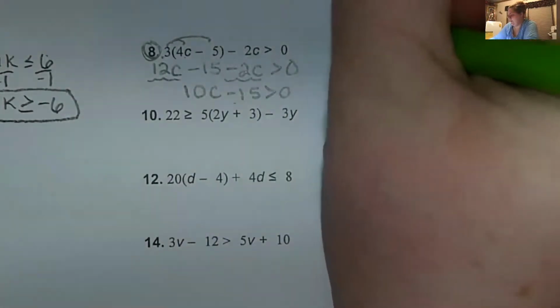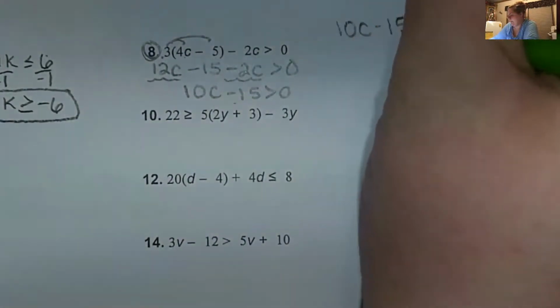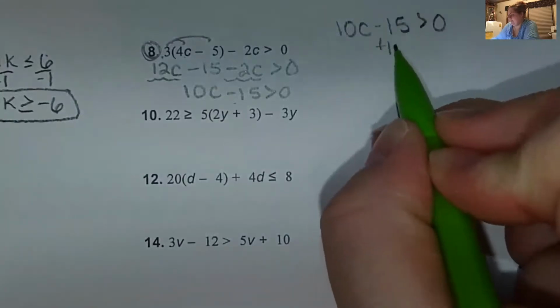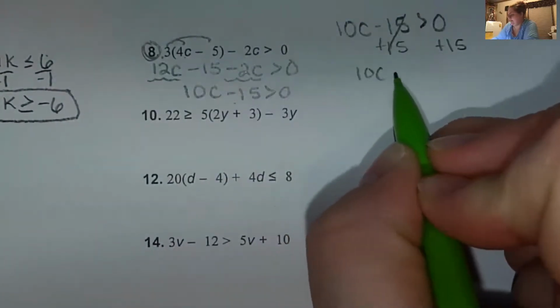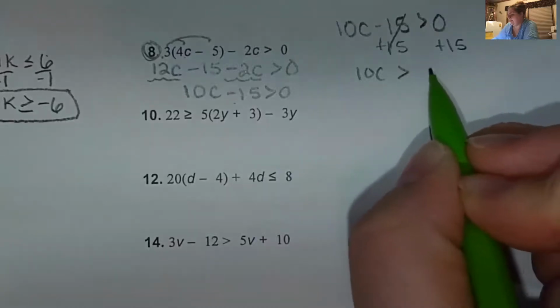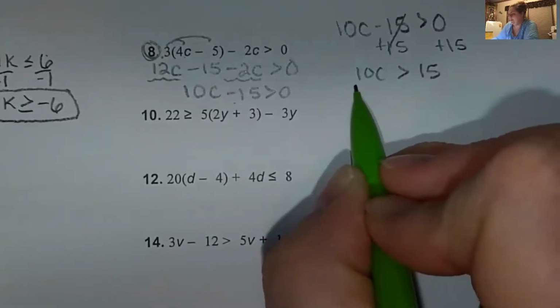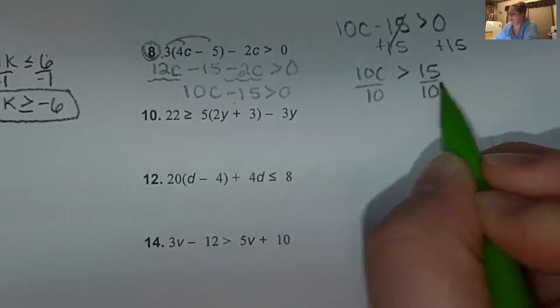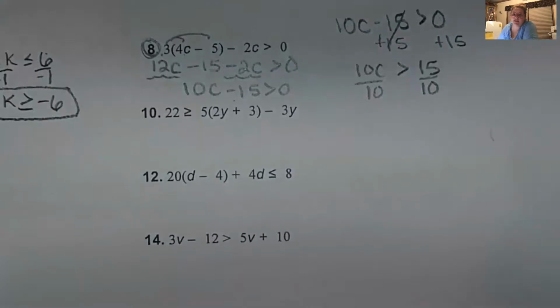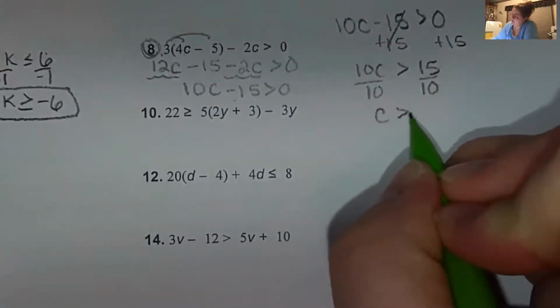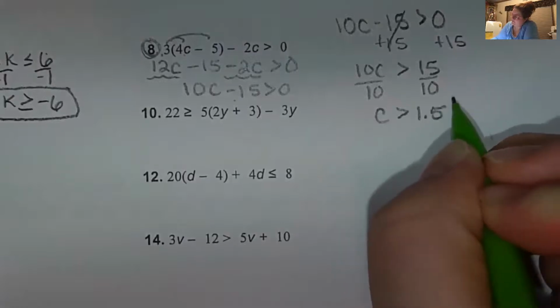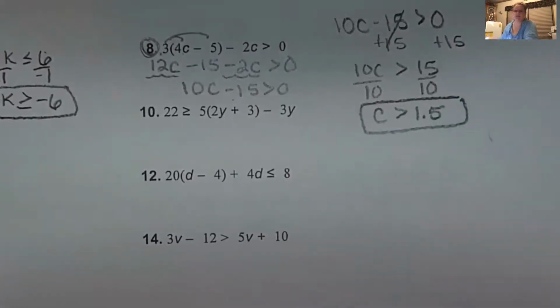Okay, I got to get c by itself, so I need to add 15 to both sides. I'm going to rewrite that up here. I'm going to add 15. Whatever I do to one side, I have to do to the other. So I have 10c less than 15, divide by 10. It's okay to get decimals on this, just so you know. So I have c is greater than 1.5. I did not need to change my sign because I didn't divide or multiply by a negative number.